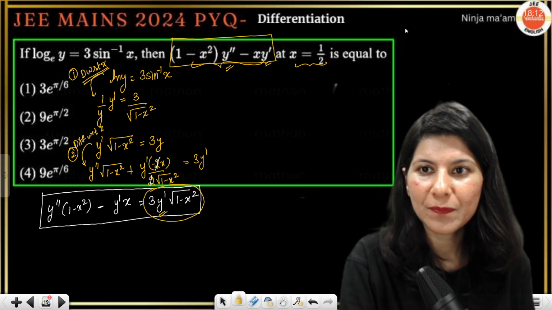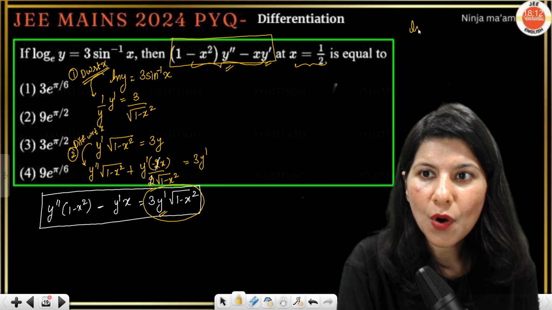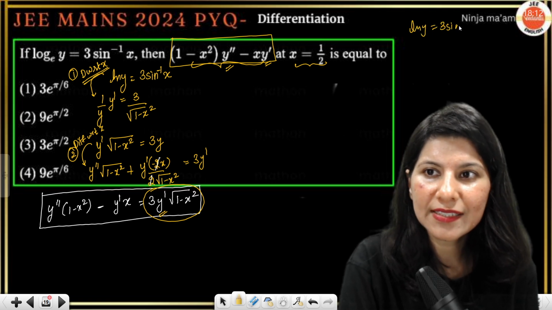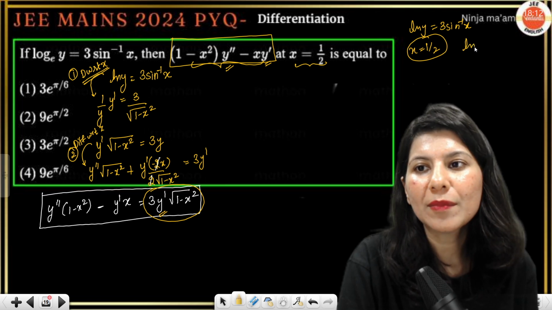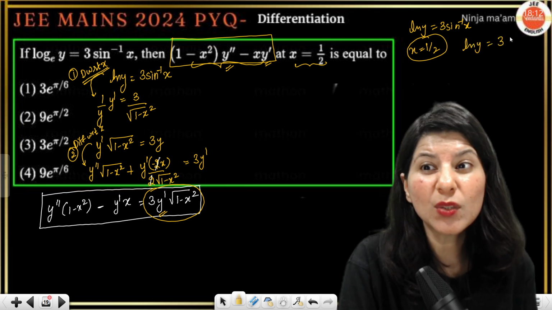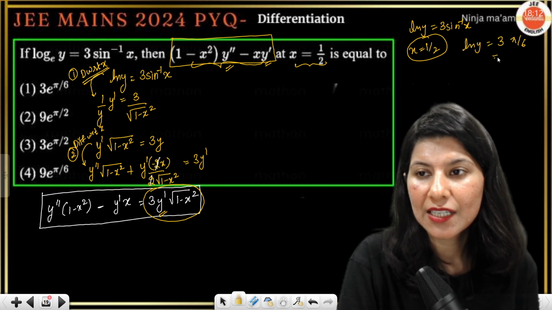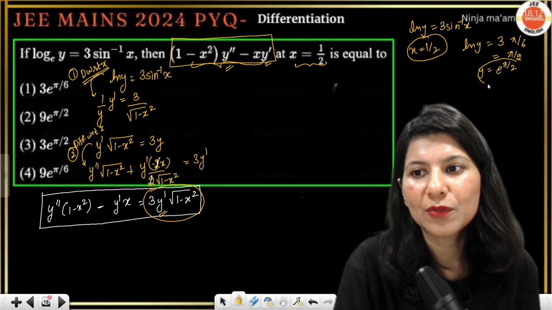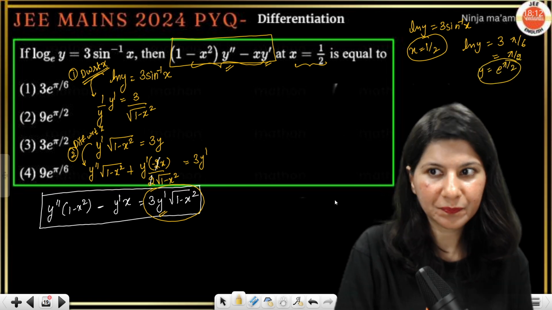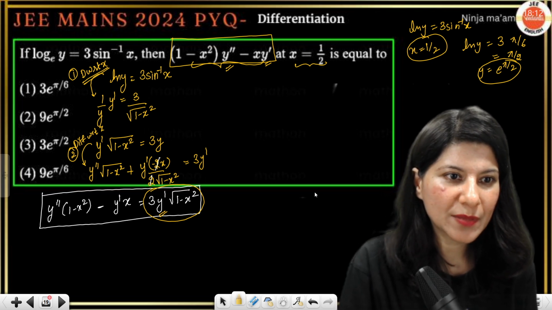So first of all, tell me, your log y is 3 sine inverse x. Tell me, if you put x equals to half, what will you get? So ma'am, log y is equals to 3. Sine inverse half is pi by 6. So pi by 2. So y is equals to e raised to power pi by 2. First of all, you're getting this: y is equals to e raised to power pi by 2.